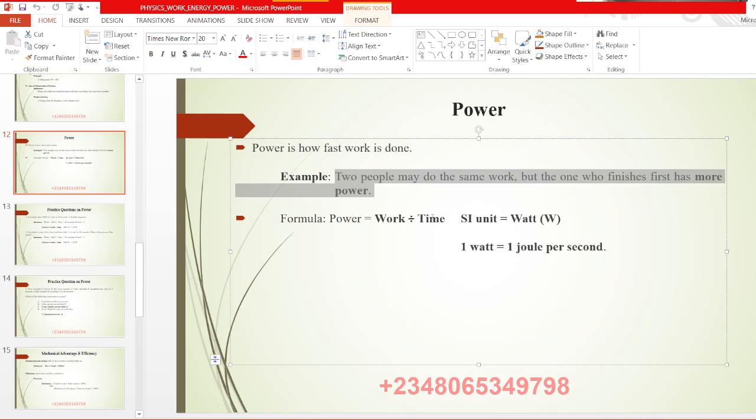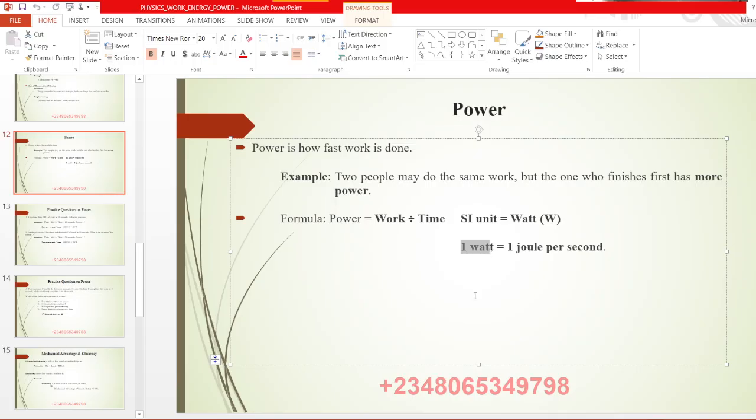So what is the formula for power? Power is defined as work divided by time. And recall that the SI unit of work is joule, and the SI unit of time is seconds. So you can actually say the SI unit for power is 1 joule per second, but it is more applicable to use watts, 1 watt.